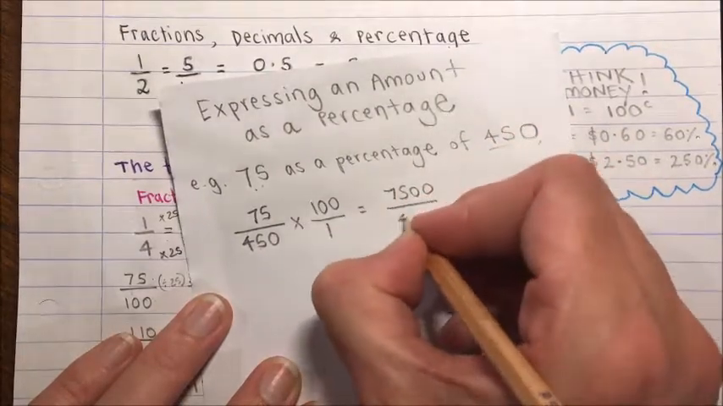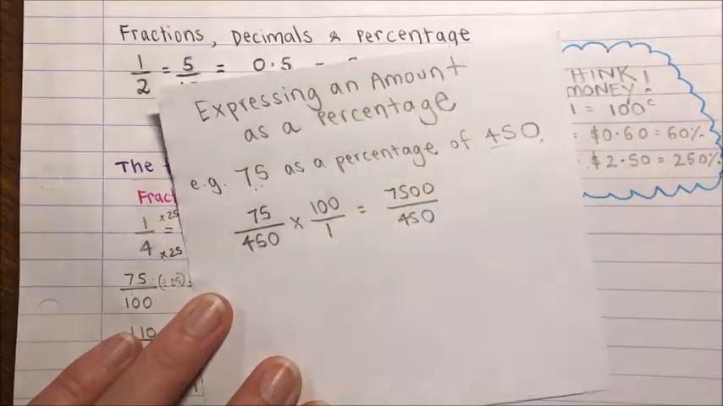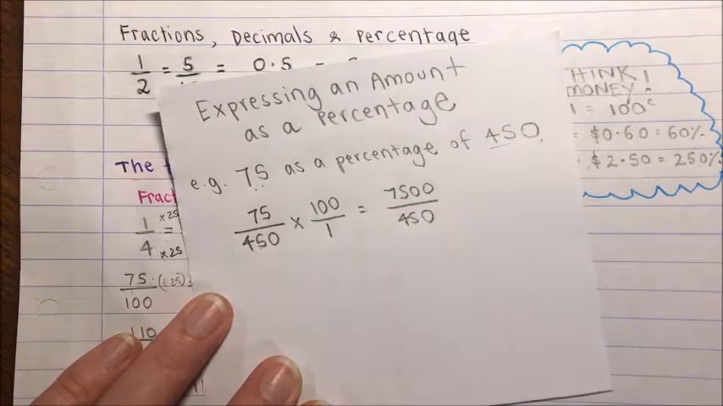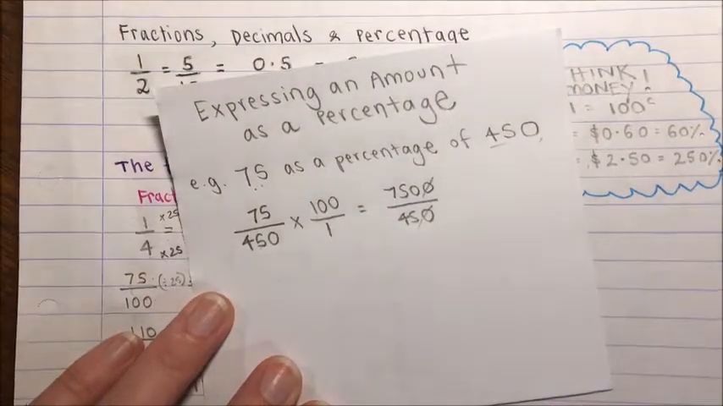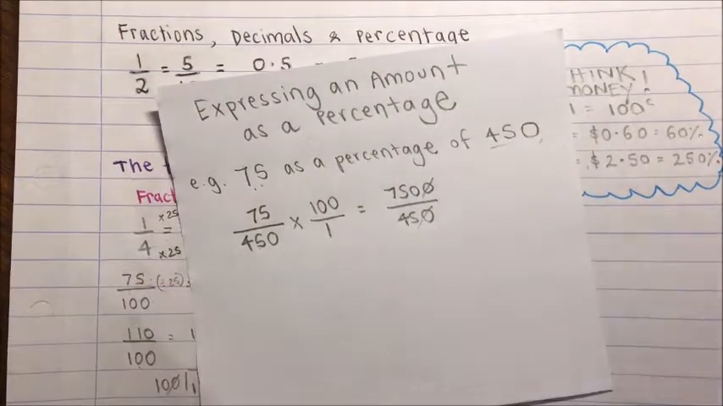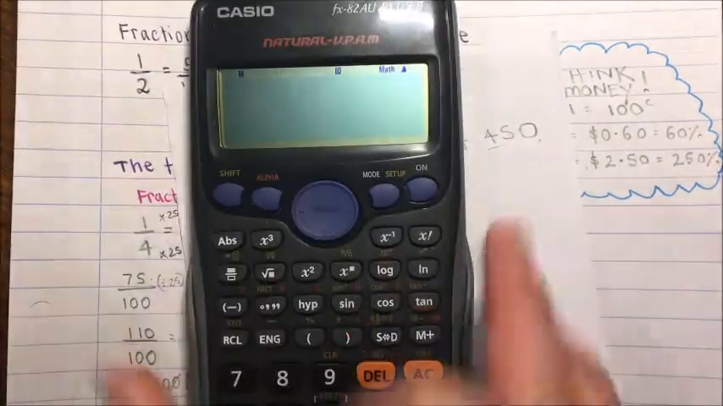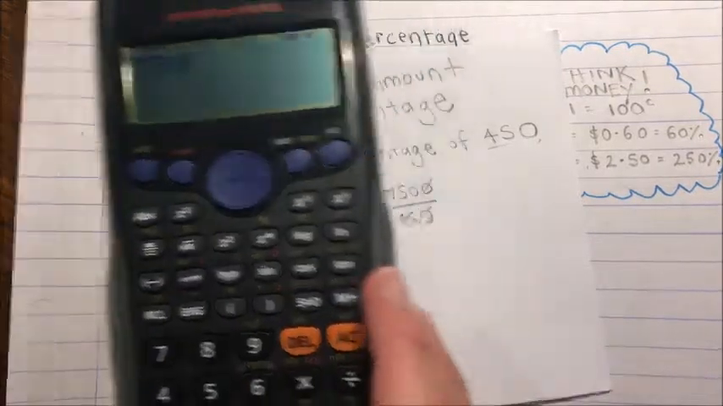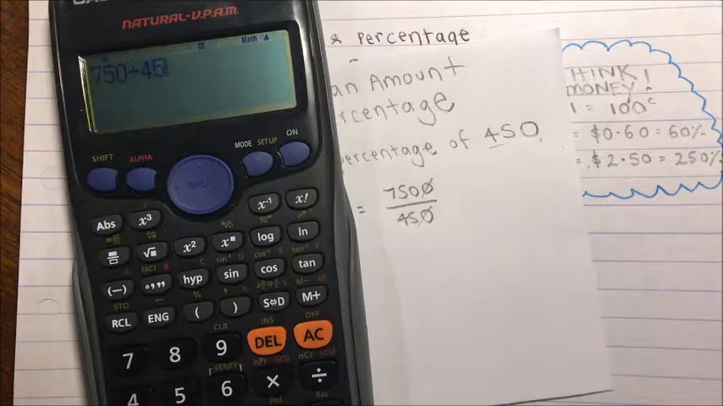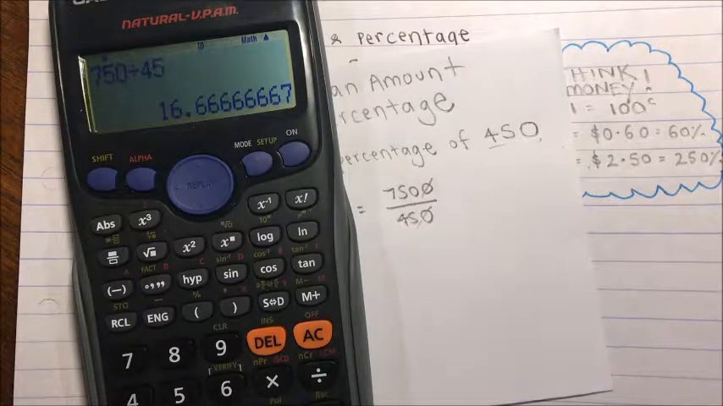So we'll just work across this way, 7,500 divided by 450. I can get rid of this, I can get rid of this, and this time I'm going to cheat so that the video doesn't go for too long, and I'm going to go 750 divided by 45. Excellent. 16 2/3.